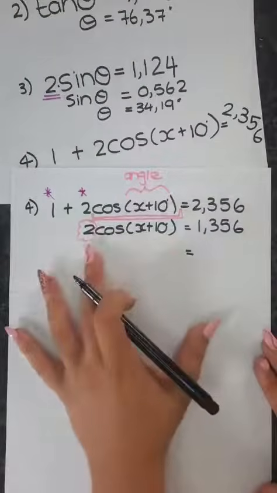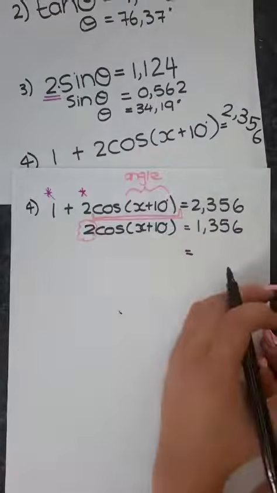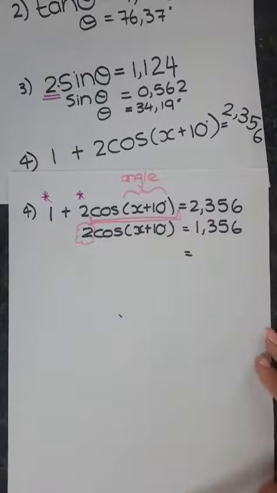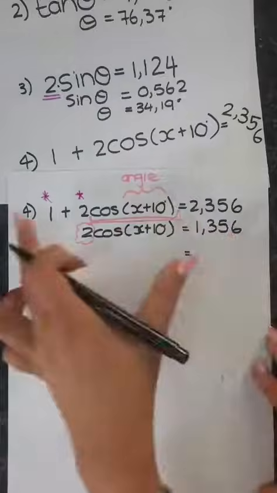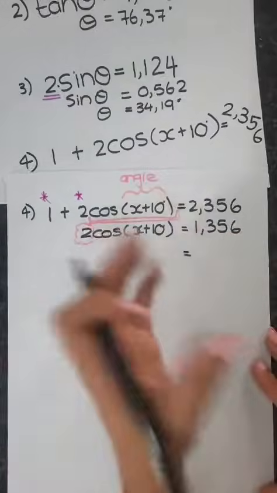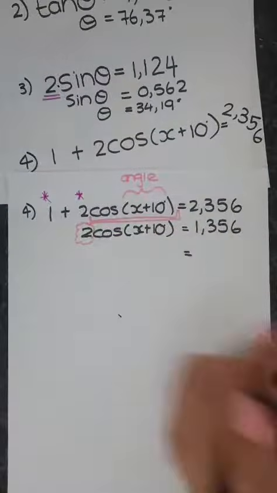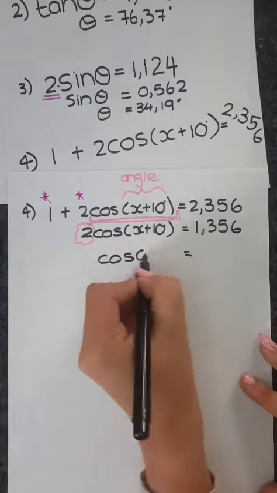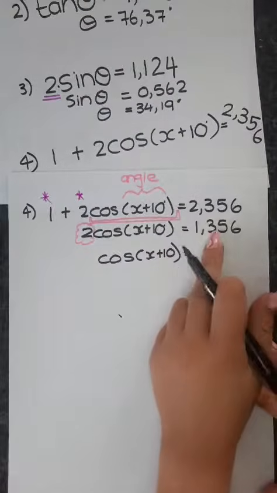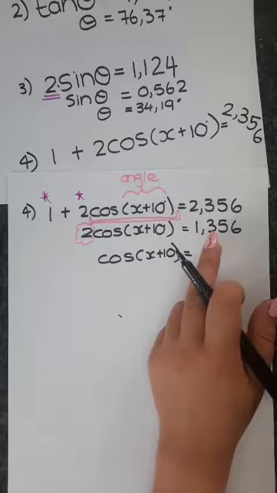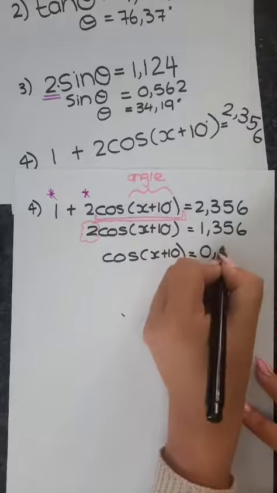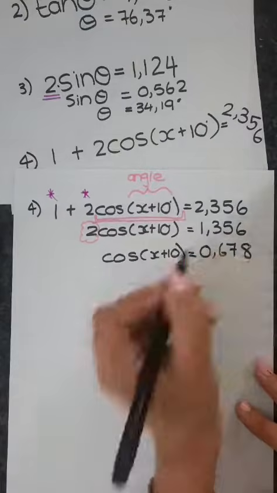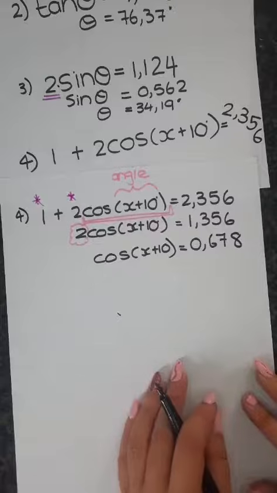Remember, equations is all about isolating, then we're going to solve. To isolate, we do inverse operations. So here, to get rid of the plus 1, I subtracted 1 on both sides. To get rid of the times 2, I divide by 2 on both sides. If I divide 1.356 by 2, I get 0.678.